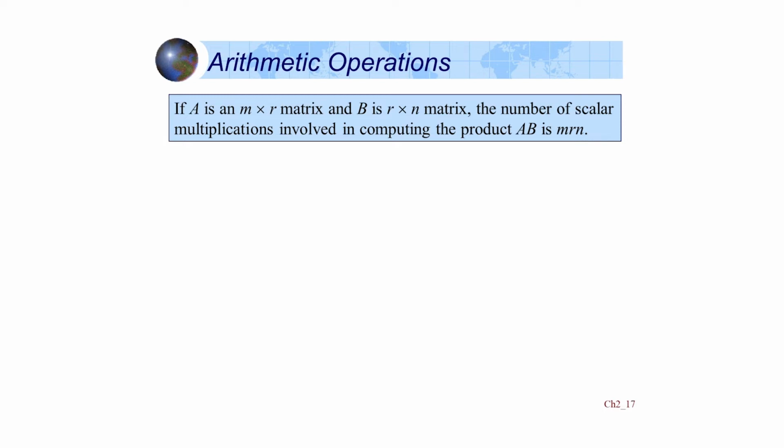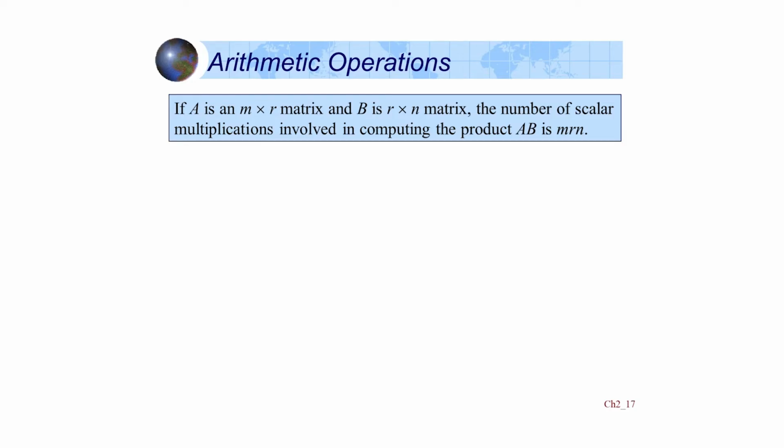And a few words about the complexity of operations. Mainly, the complexity problem appears with respect to matrix multiplication. So let's consider this situation separately. Assume that we have some product AB of matrices, where the size of A is M times R, and the size of B is R times N.